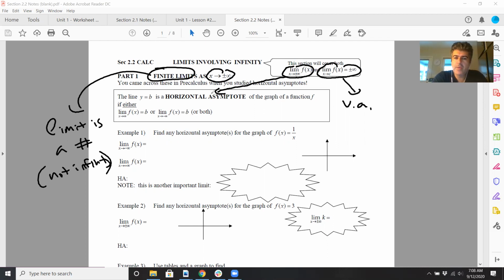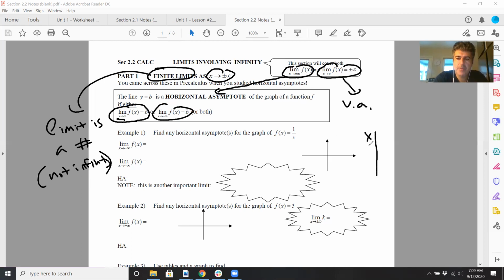So the line y equals b is a horizontal asymptote of the graph of a function f if either one of these two things happens. As x approaches infinity, you're going towards a line, or x approaching negative infinity, you're also going towards a line, or both.